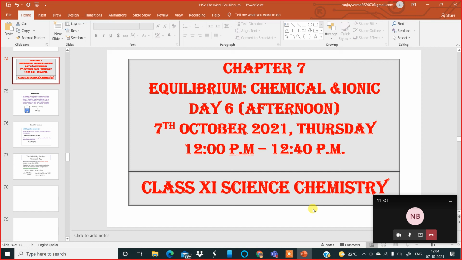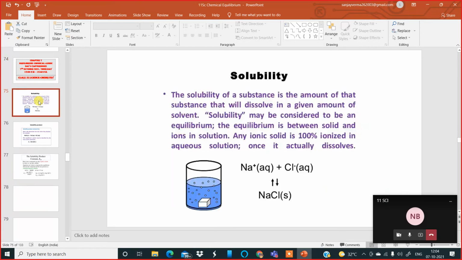In the morning class, I had explained to you about the buffer capacity of a buffer solution. Now, in this afternoon class, I would like to introduce you to a term which is called solubility product. Before solubility product, try to understand what is solubility. This is a word which we have already seen in class 7, 8, 9 or 10.